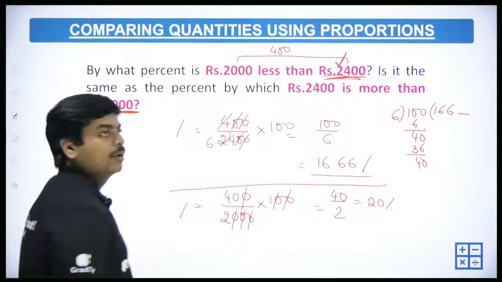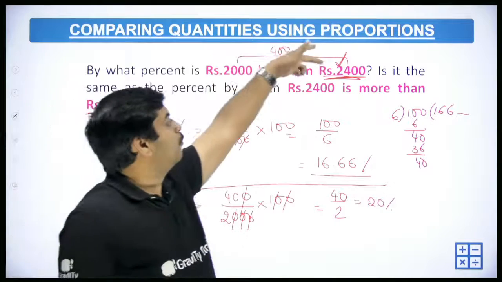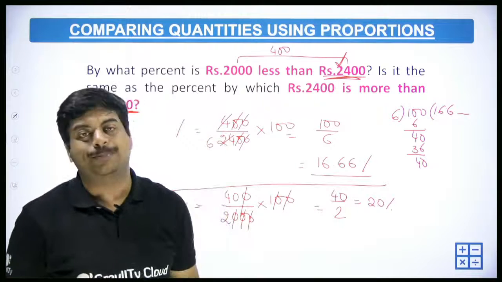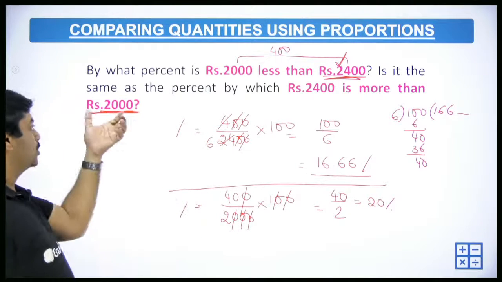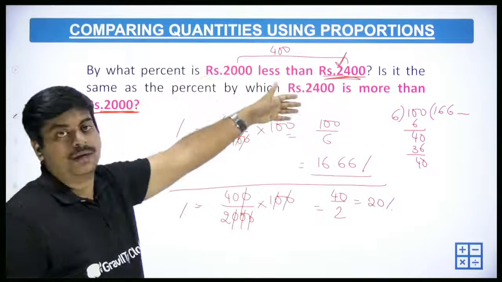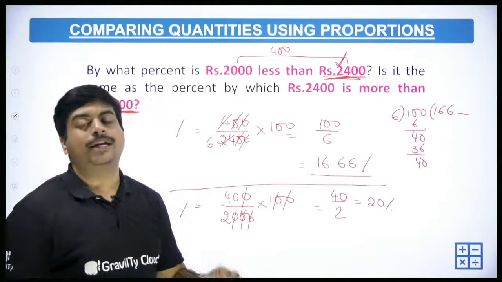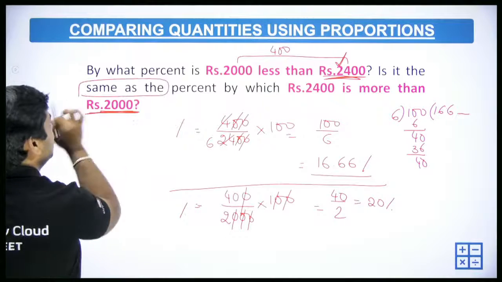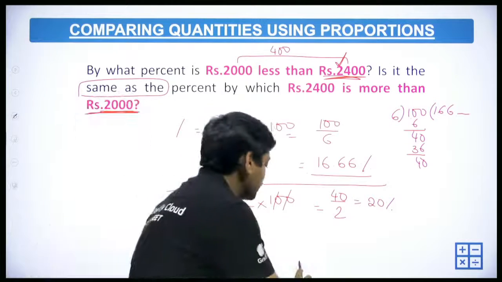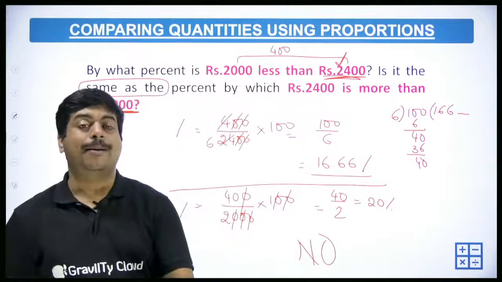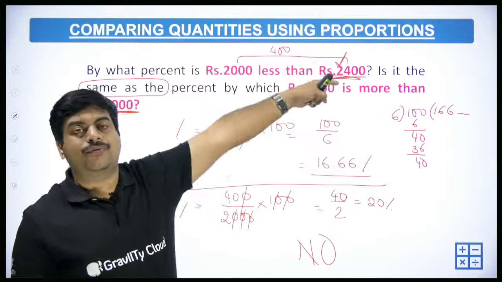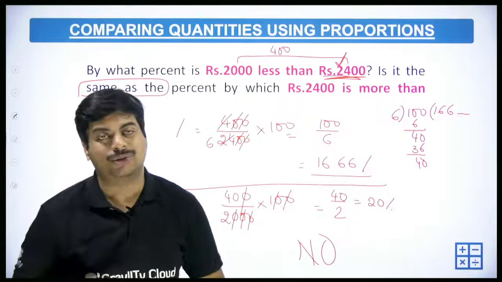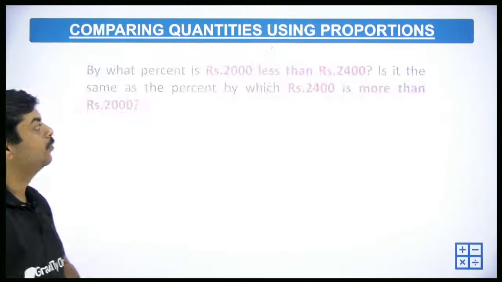So once again, see here. From 2000 to 2400, when we take 2400 as the base, we got a change of 16.66 percent. But here, when the base is 2000 and we go to 2400, the shift is by 20%. So now the question is, is it the same? I say no. These two are not the same quantities because the comparison quantity is different. There it is 2400, in the second case it is 2000. So these are two different things and we got two different ratios. Understand?